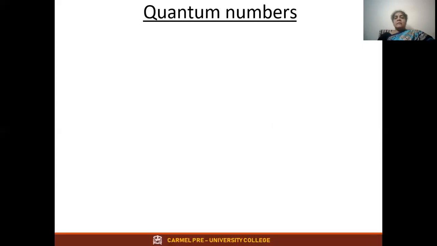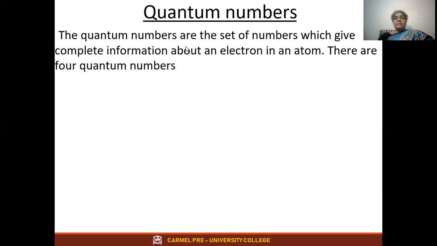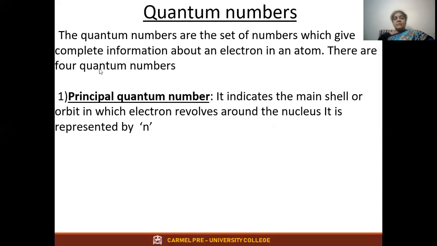We were discussing quantum numbers. We had discussed two quantum numbers. Let us repeat here. The quantum numbers are the set of numbers which give complete information about an electron in an atom. There are four quantum numbers.